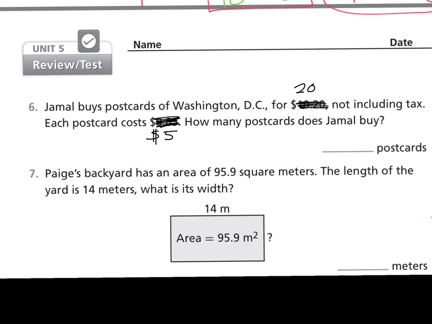If you were buying postcards and they were $5 a piece and you bought $20 worth, how many would you have bought? If you said 4, you're correct. How did you get that 4? In order to get 4 with the numbers 20 and 5, you would have to divide. And that's what you should be doing with the original problem.